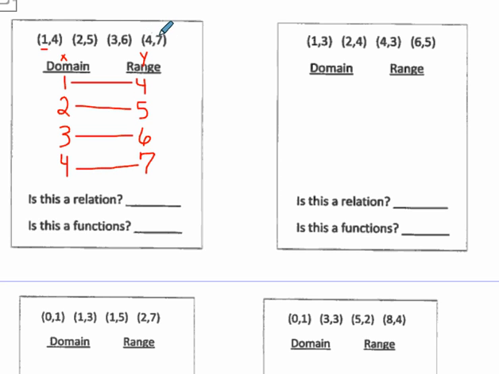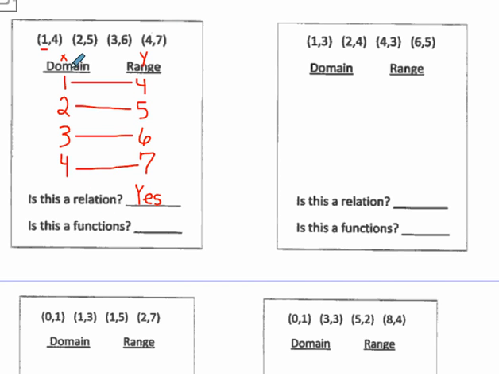Now I'm going to do what we call mapping. So I follow what the ordered pair tells me. So 1 maps to 4, so I'm going to line those up. 2 maps to 5, 3 maps to 6, and 4 maps to 7. So I just map them the way the ordered pairs told me to map them.